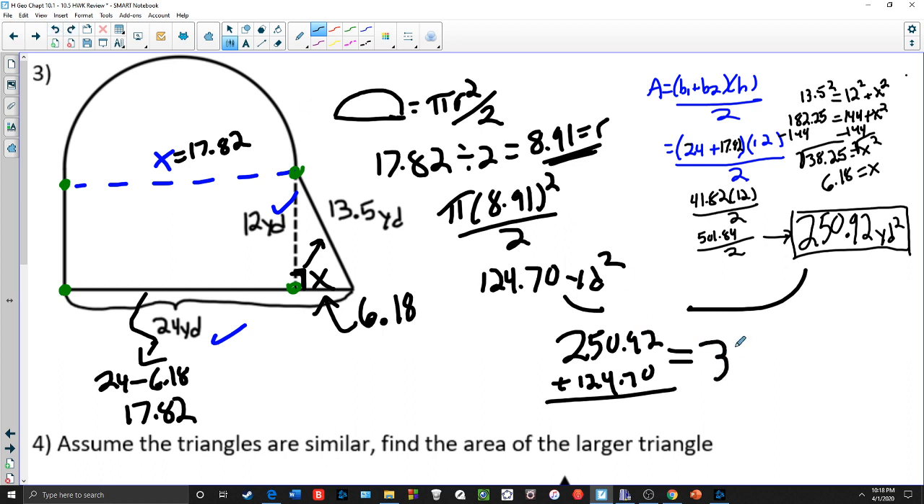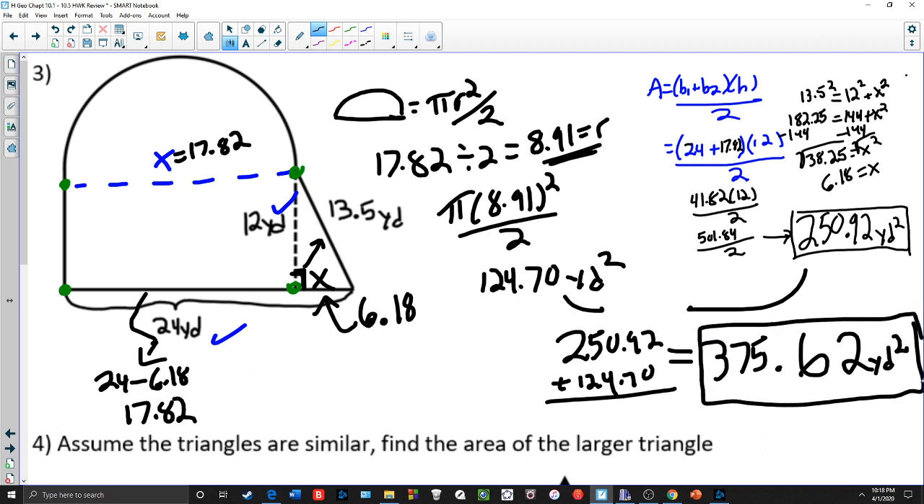So 375.62 yards squared. And that is the composite area of that shape there. So another long-ish type of problem. But again, split it into shapes you know how to do. Do each shape individually, trapezoid, semicircle, and then add them together at the end.